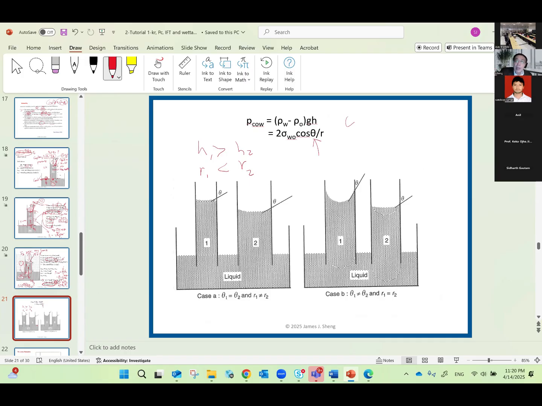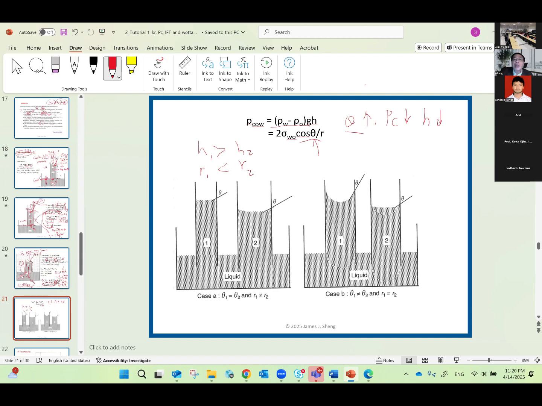When the contact angle is larger, what about PC, is it smaller or larger? Contact angle, cosine theta: the contact angle is larger, so this one should be smaller. If it's smaller, what about H? H will be lower. Okay.